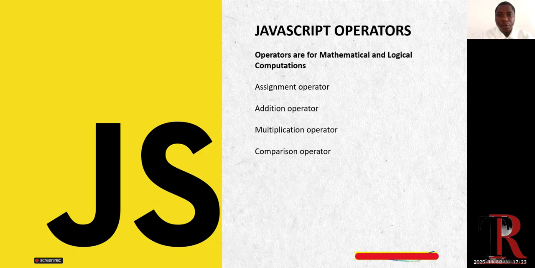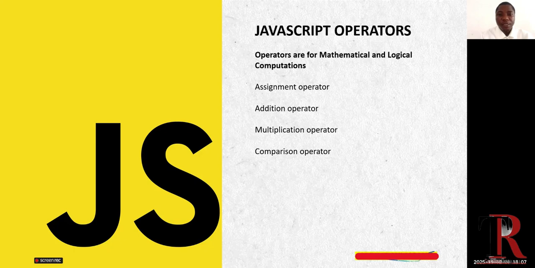So today in this lesson, we are going to be moving to another topic, which is JavaScript operators. Operators are for mathematical and logical computations, just like in traditional mathematics. We have things like addition, subtraction, multiplication, division, raised to power, and so on and so forth. The same logic is applicable to JavaScript when it comes to working with mathematical and logical computation. Operators are what JavaScript relies on in order to make this happen. So in this lesson, we are going to be taking a look at some of the operators in JavaScript.